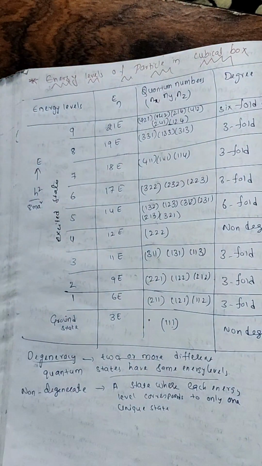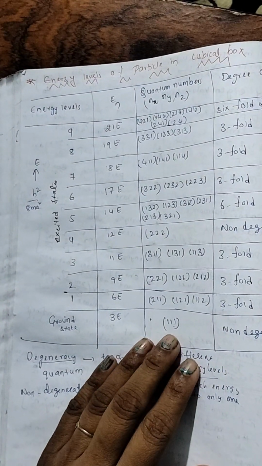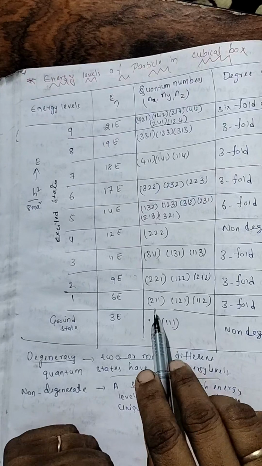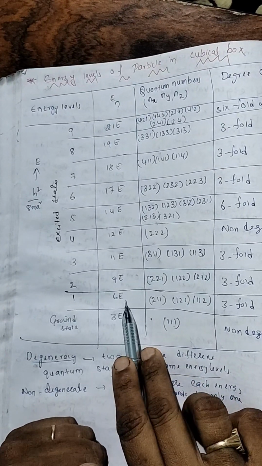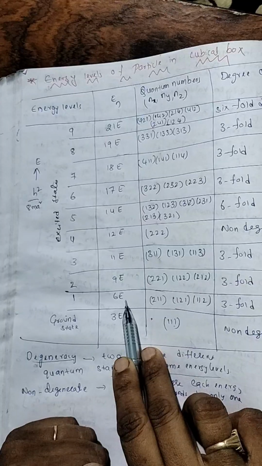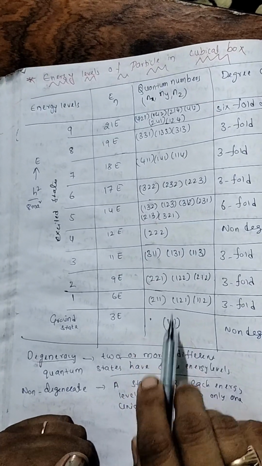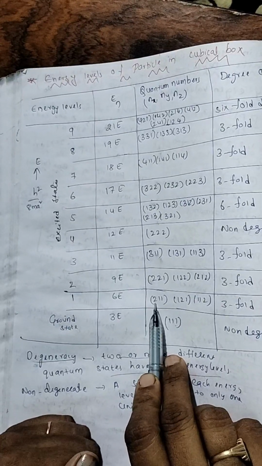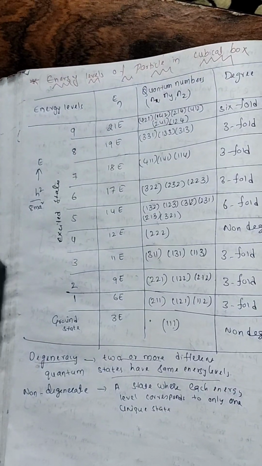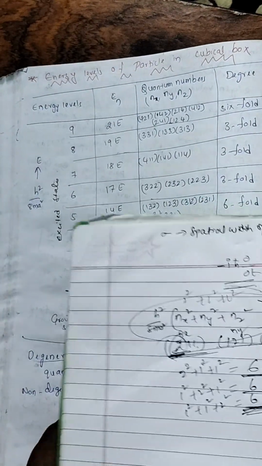Up to 9 excited states. Now, for the excited state, let us see the combination of quantum numbers. In the first excited state, I replaced one different quantum number. In 1, I wrote 2. Now, see the combination. Here I already explained: 2, 1, 1; 1, 2, 1; 1, 1, 2.